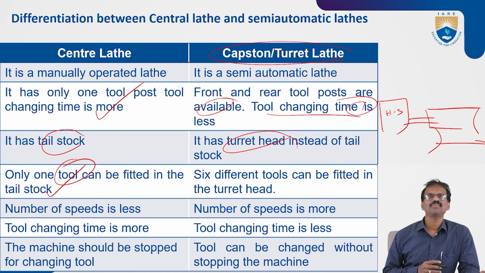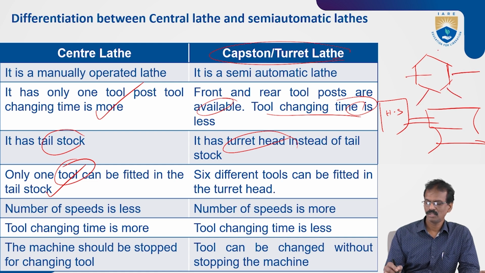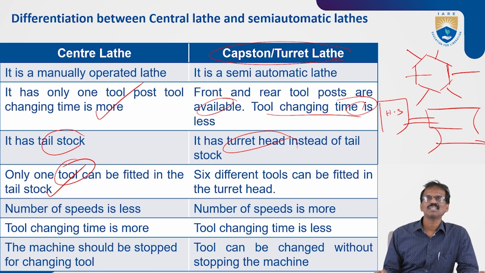One tool can be fitted in the tailstock, but here you know that the turret head has 6 faces, and on each face we can fix a tool bit. So it means 6 different tools can be fitted in the turret head here. That is the type of accommodation provided in the capstan turret head.